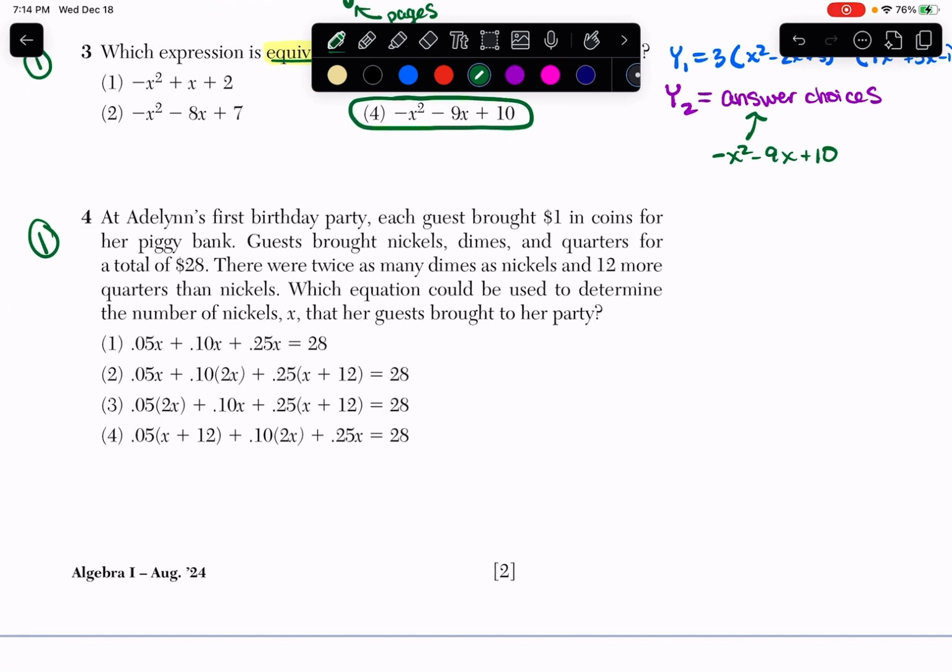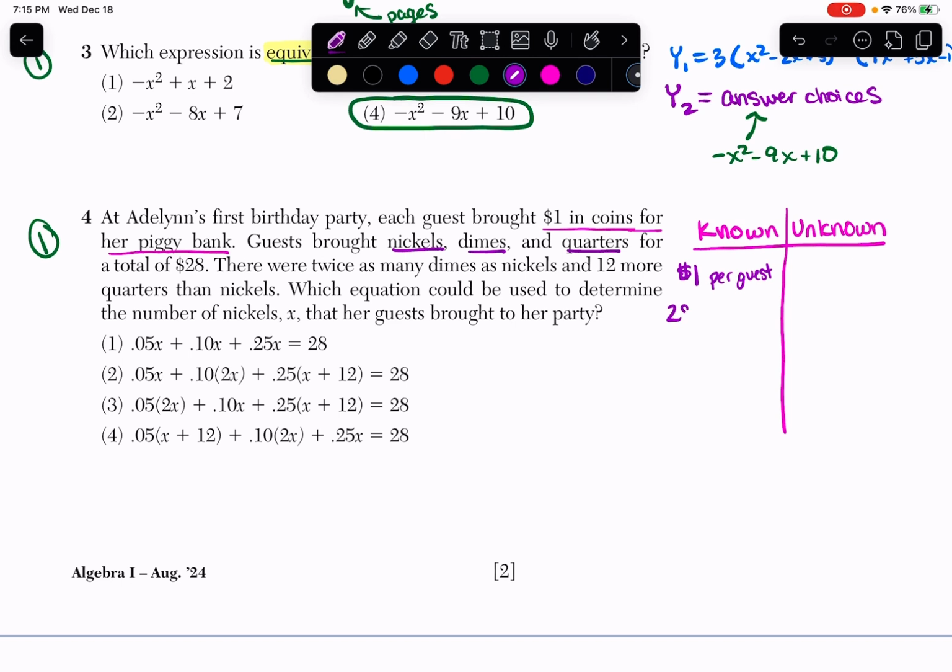Moving on to number 4, now we have a long word problem. So I have all this information. Before I dive in, I'm going to set up my knowns and my unknowns right away. I don't want to leave all of this information in their wording. I want to put it in my own wording. At Adeline's first birthday party, each guest brought $1 in coins for her piggy bank. Okay, so $1 in coins per guest. Guests brought nickels, dimes, and quarters for a total of $28. So we have $28 total.